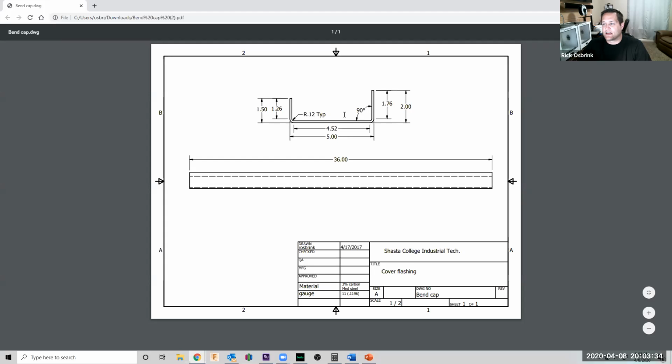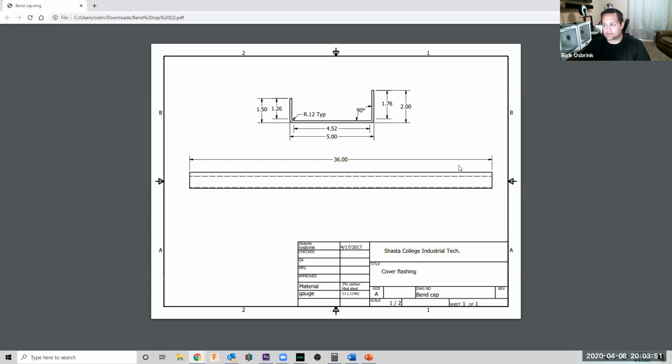This is the drawing that we're going to be working off of for this assignment. You'll notice that there's three flanges, right? One flange, two flange, three flanges. I've given you both the flange length and the leg length on these as well. So when we're calculating the length, we're calculating to determine how long this piece needs to be.